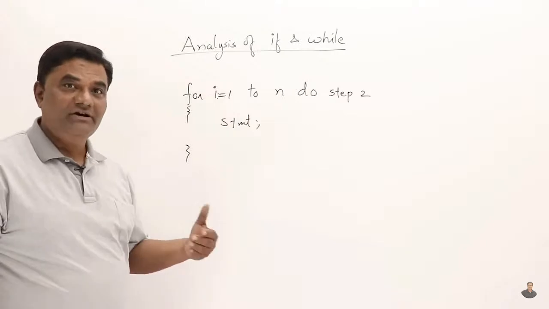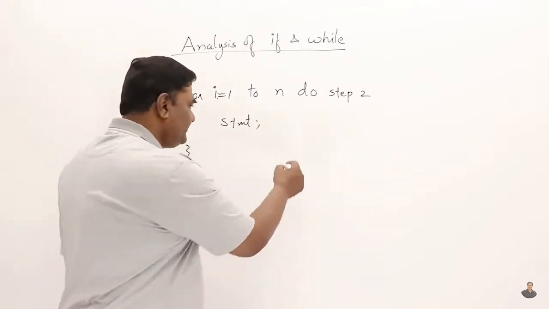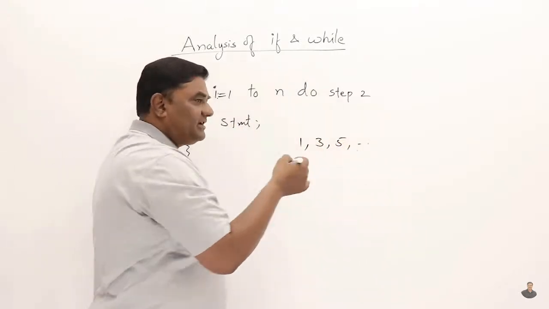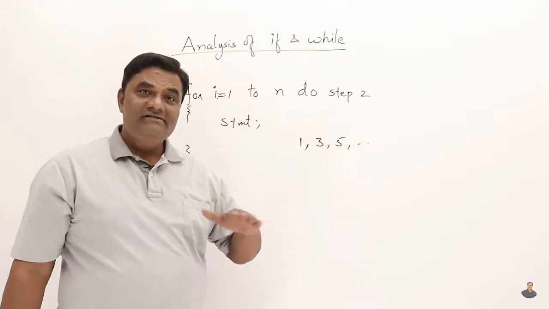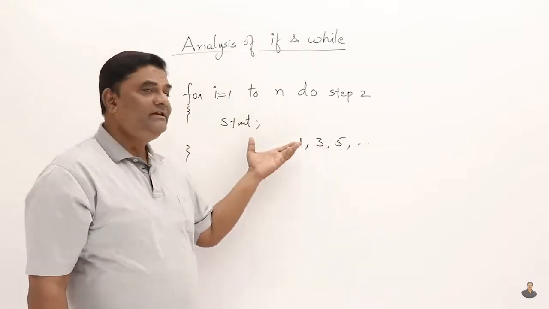Now I will be changing by 2 every time. So I is 1, then it will become 3, then 5, and so on. But anyway, I is incrementing linearly, it is increasing. Alright, so these were the only loops that were available in those days.